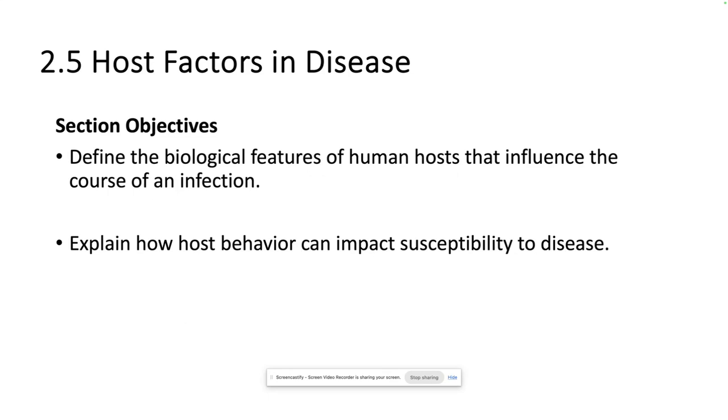Okay, so sections 2.5 and 2.6 are pretty short, so we're just going to append them to the 2.4 video. Section 2.5 is all about the factors in the host that can lead to disease. The objectives for this section are that you're going to be able to define different biological features in human hosts that can influence the host throughout the course of an infection. And the second is that you're going to be able to explain how a host's behavior can impact or increase their susceptibility to disease.